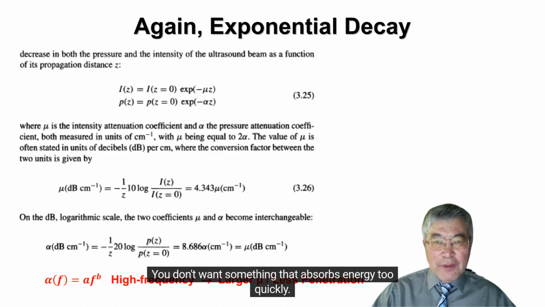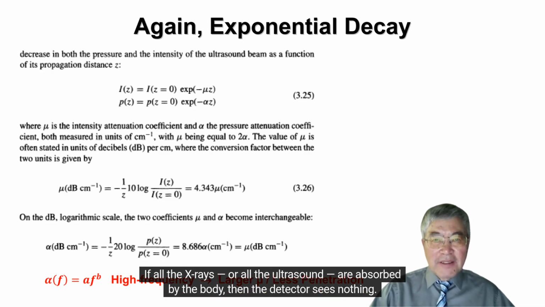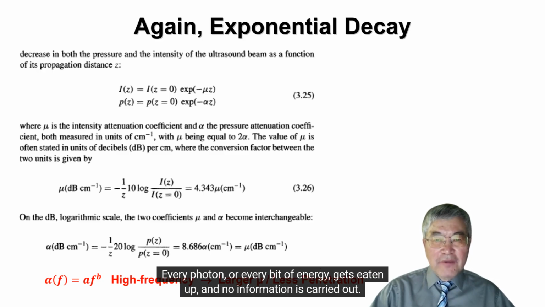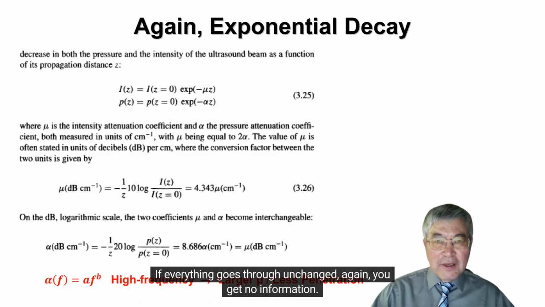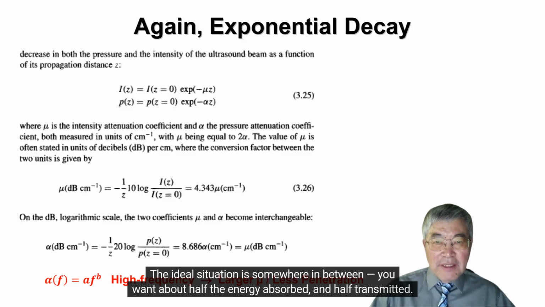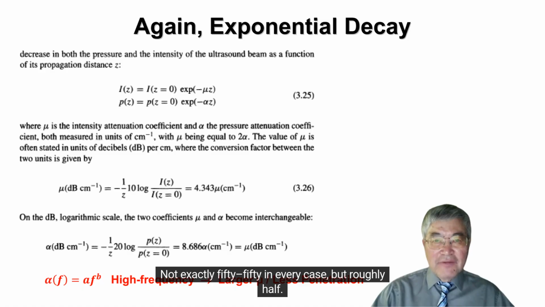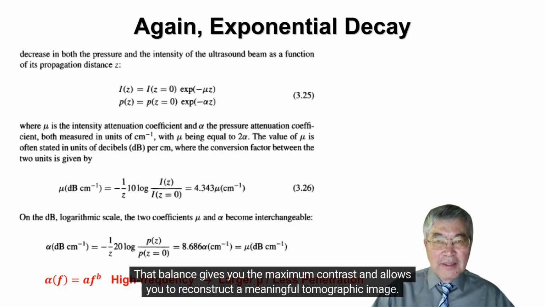Now, the same logic applies here as with X-rays. You don't want something that absorbs energy too quickly. If all the X-rays or all the ultrasound are absorbed by the body, then the detector sees nothing. Every photon or every bit of energy gets eaten up and no information is carried out. But on the other hand, you also don't want the ultrasound beam to pass through the body without any attenuation. If everything goes through unchanged, again, you get no information. The ideal situation is somewhere in between. You want about half the energy absorbed and half transmitted. Not exactly 50-50 in every case, but roughly half. That balance gives you the maximum contrast and allows you to reconstruct a meaningful tomographic image.